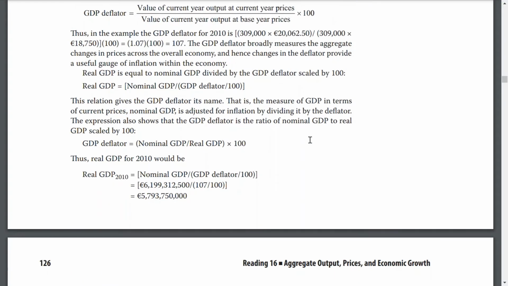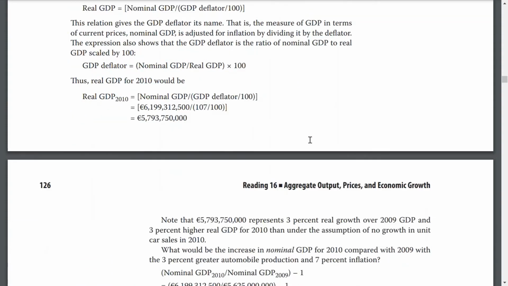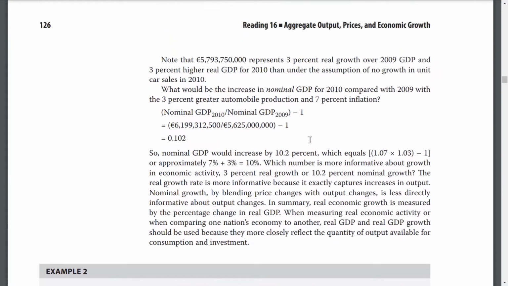So real GDP is equal to the nominal GDP divided by the GDP deflator, divided by 100. These are quite simple concepts. Pause the video and you can see for yourself. So nominal GDP will increase. Okay.